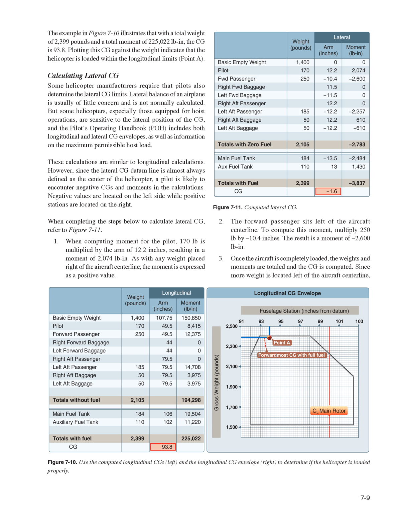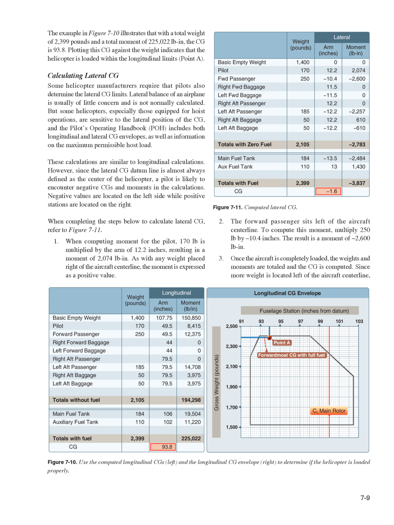Calculating lateral CG. Some helicopter manufacturers require that pilots also determine the lateral CG limits. Lateral balance of an airplane is usually of little concern and is not normally calculated. But some helicopters, especially those equipped for hoist operations, are sensitive to the lateral position of the CG, and the Pilot's Operating Handbook (POH) includes both longitudinal and lateral CG envelopes, as well as information on the maximum permissible hoist load. These calculations are similar to longitudinal calculations.